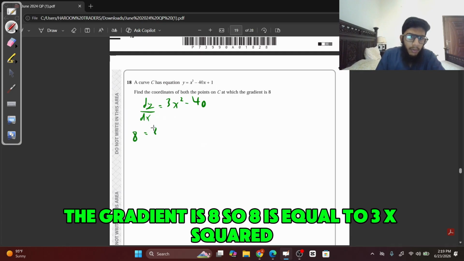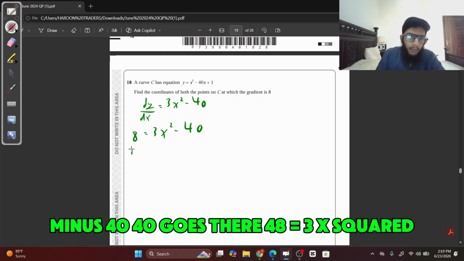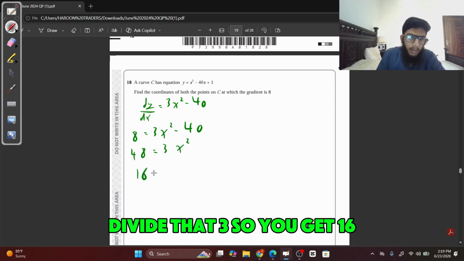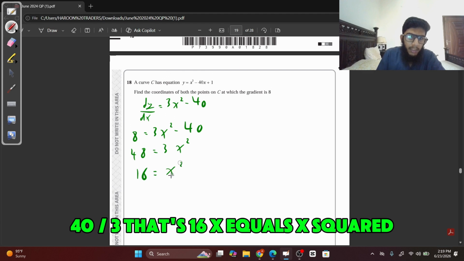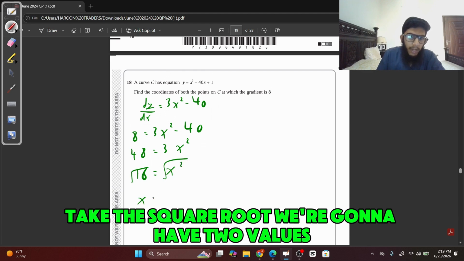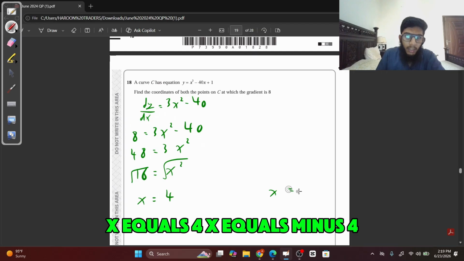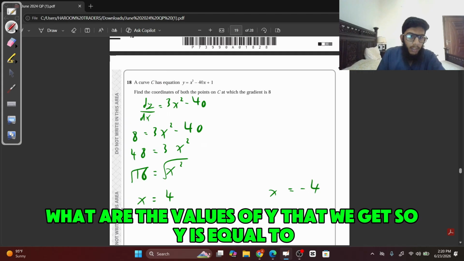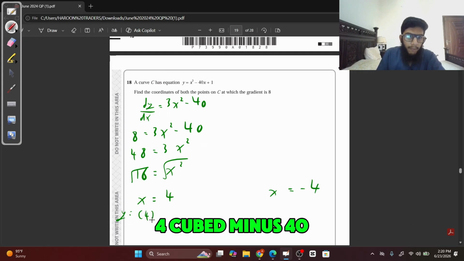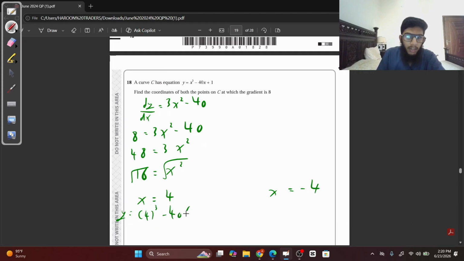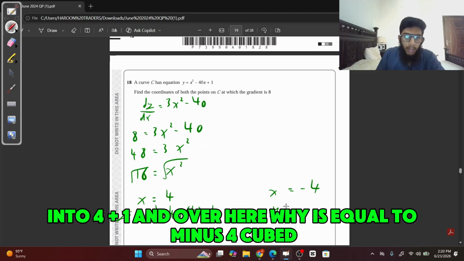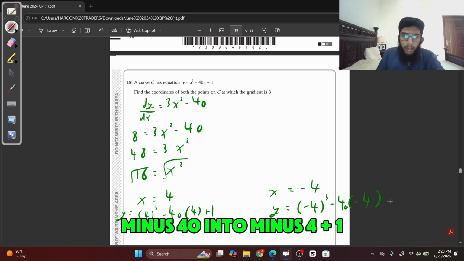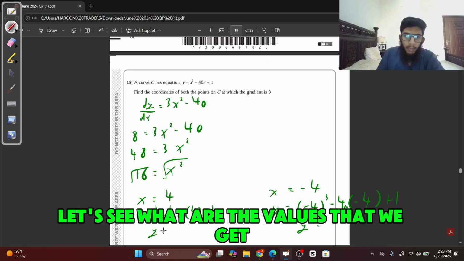Now the gradient is 8. So 8 is equal to 3x squared minus 40. 40 goes there, 48 equals 3x squared. Divide by 3, so you get 16. 48 divided by 3, that's 16. x squared equals 16. Take the square root. We're going to have two values: x equals 4, x equals minus 4. Now we put them back in the equation one by one and see what values of y we get. So y is equal to 4 cubed minus 40 into 4 plus 1. And over here, y is equal to minus 4 cubed minus 40 into minus 4 plus 1. Let's see what values we get.